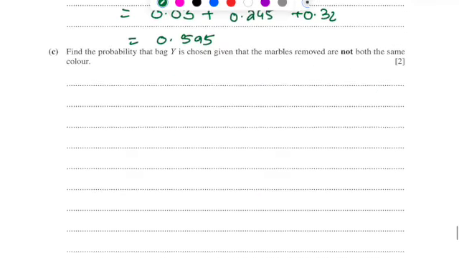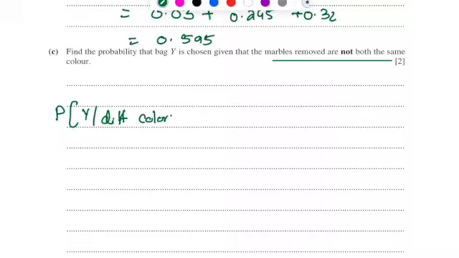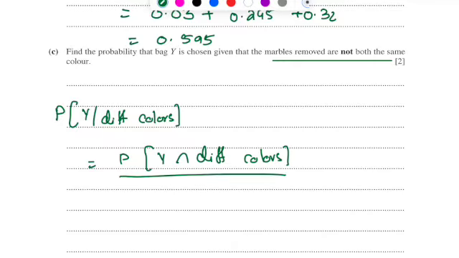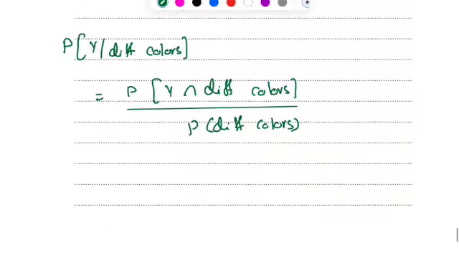So find the probability that bag Y is chosen given that the marbles removed are not both the same color. So probability of bag Y and different colors. They are of different colors, means probability of bag Y and different colors divided by probability of different colors. Probability of same colors, we got it out. So probability of different colors will be 1 minus this one. 1 minus 119 by 200 is going to be the probability of different colors.